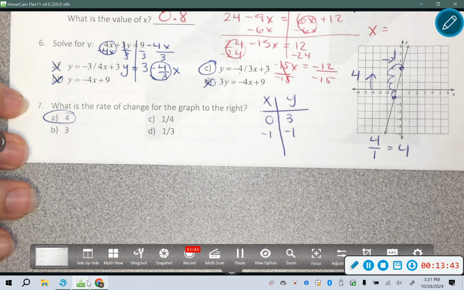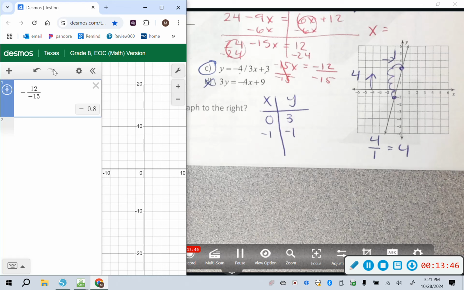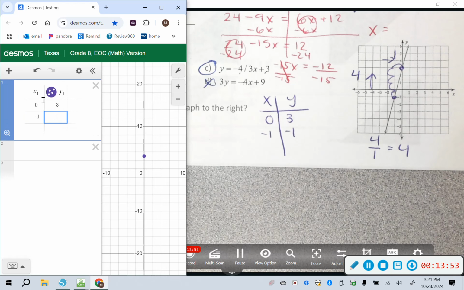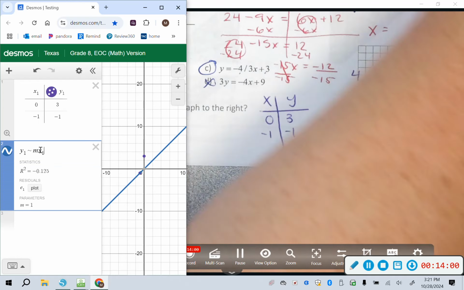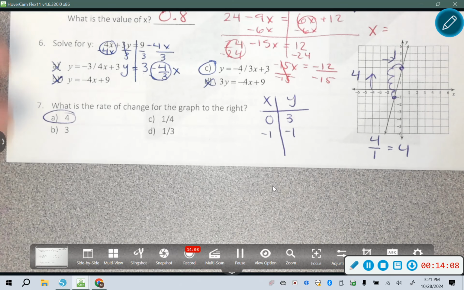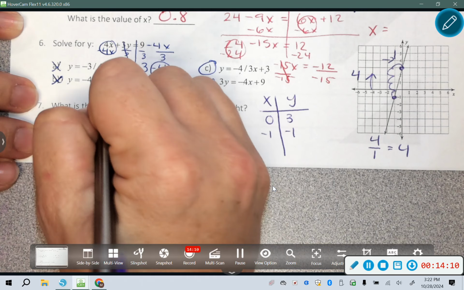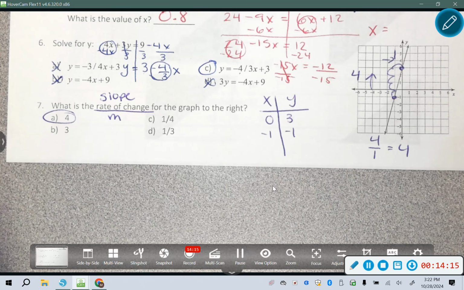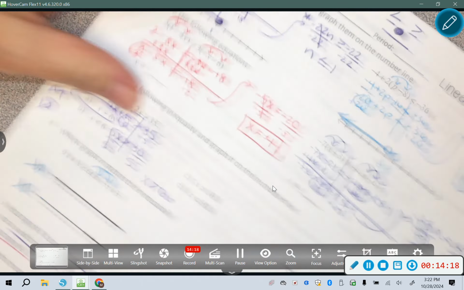But I could also do y1 squiggle. If you're not good at that, you can come here and do plus sign table, put your points in, 0, 3, negative 1, negative 1. And I can do my y1 squiggle, mx1 plus b. And my slope, my m is 4. So the biggest thing to remember here is that rate of change just means slope, and that's the m of your equation. Next page.